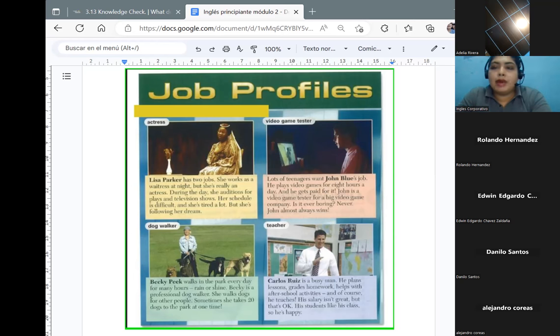Then we have Becky Peck. What is the job of Becky Peck? ¿Cuál es el trabajo de Becky?